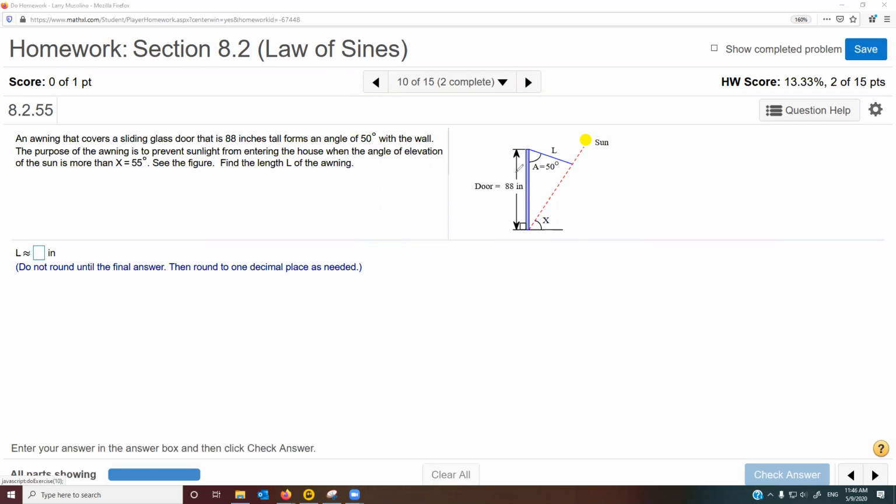The purpose of the awning is to prevent sunlight from entering the house when the angle of elevation of the sun is more than 55 degrees. That's angle X in this diagram. Question is, find the length L of this awning.